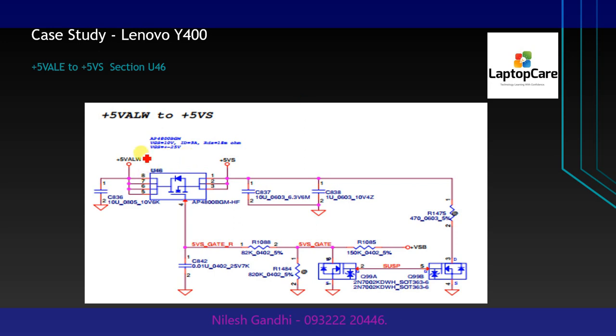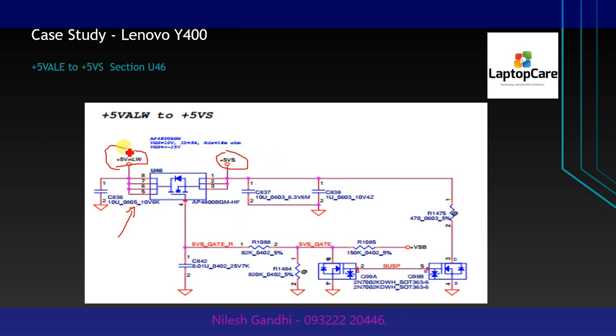This U46 is an N channel MOSFET. Working of N channel MOSFET will be covered soon as one of the interesting topics, which is widely used in all kinds of laptops or even Apple. Pin number 5, 6, 7, 8 are the drain of this particular IC, and pin number 1, 2, 3, where we are getting plus 5 volt Vs, is the output. So here drain is input and source is output.